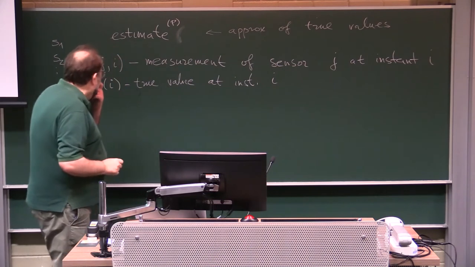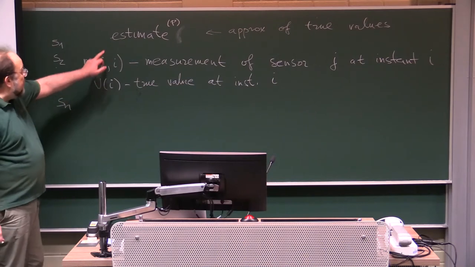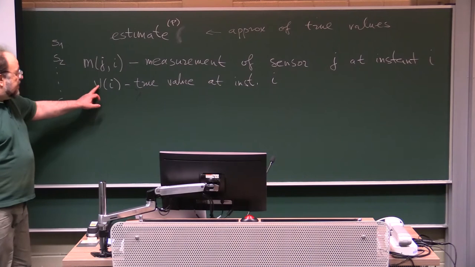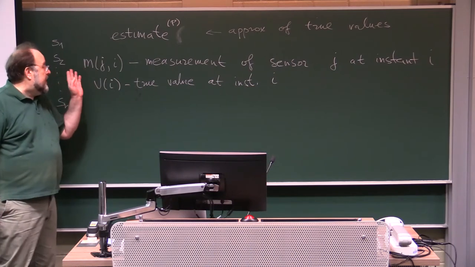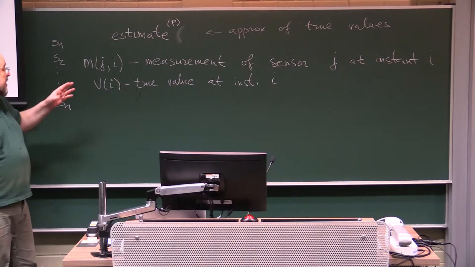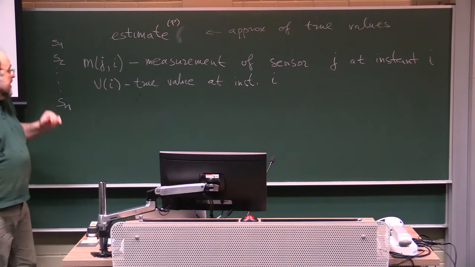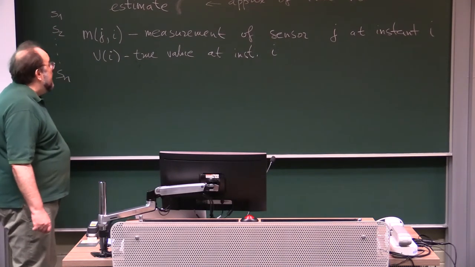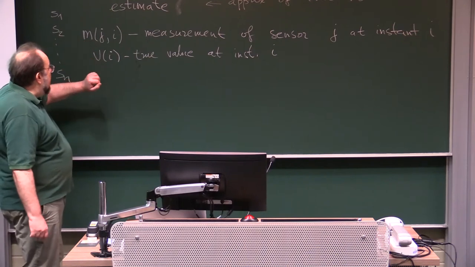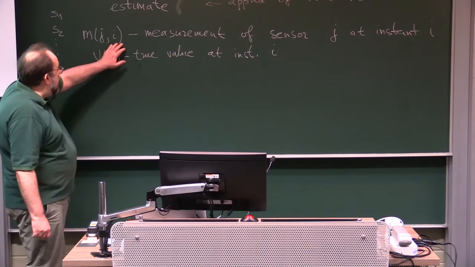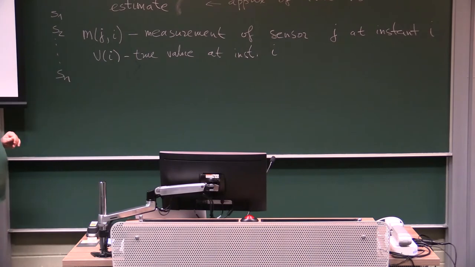So the idea is to iteratively provide better and better approximations, better and better estimates of the true values, and an estimate of reliability, so to speak, of the sensor, measured in some cases by variance. But in general, the reliability will be measured by how far the measurements of J's sensor differ from the present estimate of the true value.